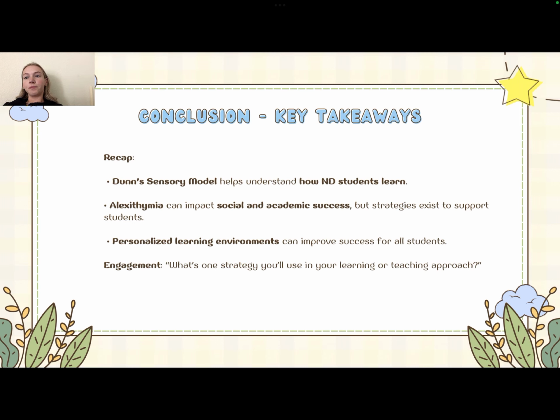Key takeaways are: figure out which quadrant you think you fit into best on Dunn's sensory model and use it to adjust your learning environment. And then if you suspect you have alexithymia, look into possible strategies that can help you. And then personalized learning environments as a student or professor.